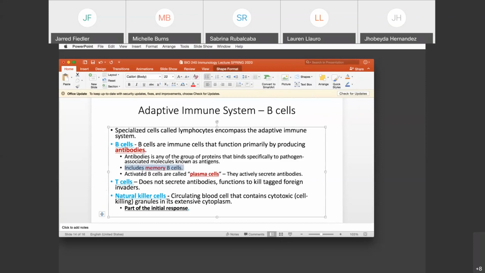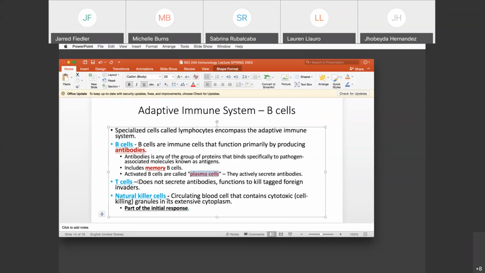Now, the B cells that produce antibodies are not called B cells. They're actually called plasma cells. Plasma cells are the matured form of B cells, the fully matured and activated form of B cells that are only activated during an infection. And they're going to be actively secreting antibodies.